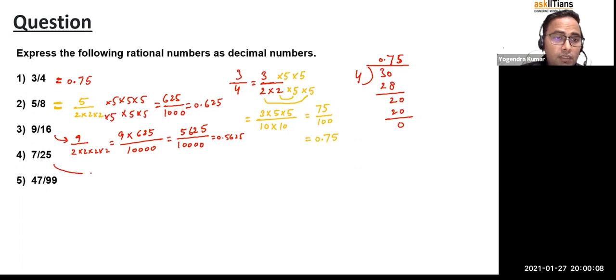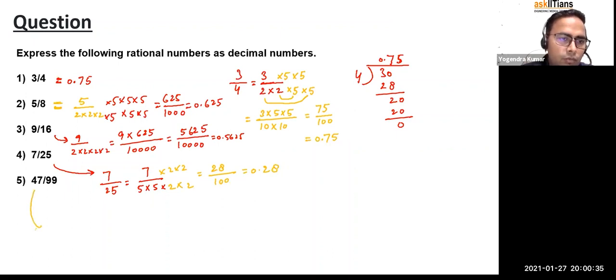Now we have this number, 7 by 25. We can write 7 by 5 into 5. Again, I can make tens here by multiplying by 2. How many 2's? Two 2's. So it is 28 divided by two tens, so 0.28 is the answer.